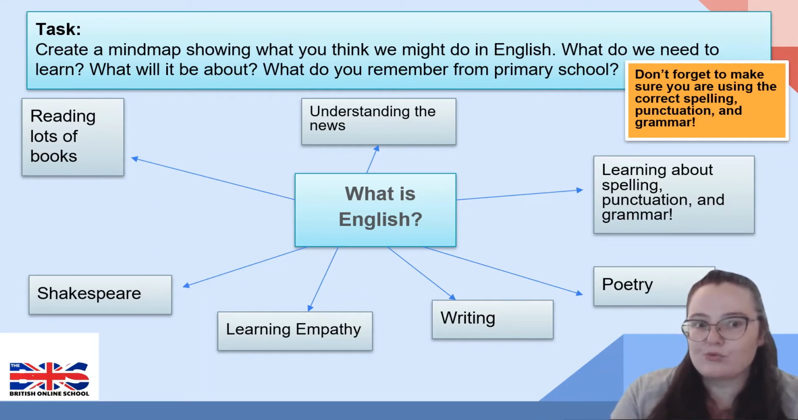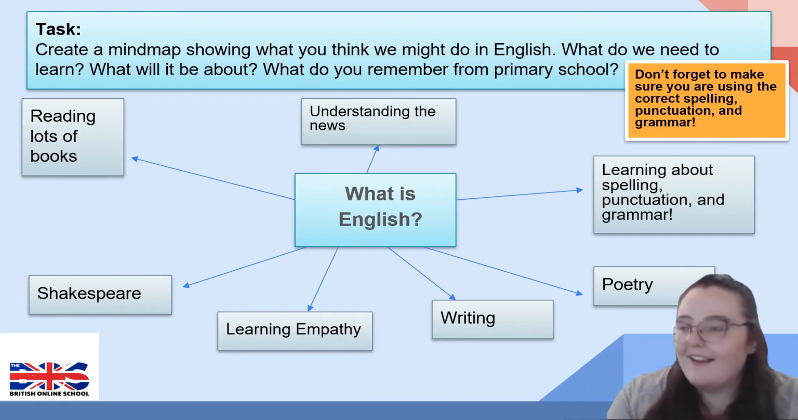Now, this last one, reading a lot of books. It is something we do in English. We do a lot of reading. And we're going to be thinking about and focusing on reading in today's lesson. So with that being said, pause the video now, spend a couple of minutes maybe adding to your mind map, coming up with some different ideas, and I will see you on the next slide.